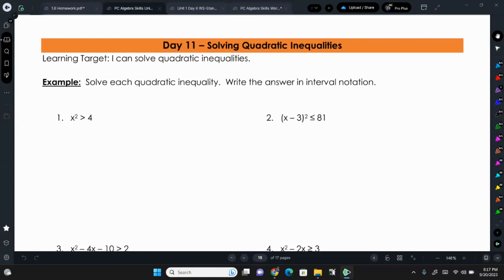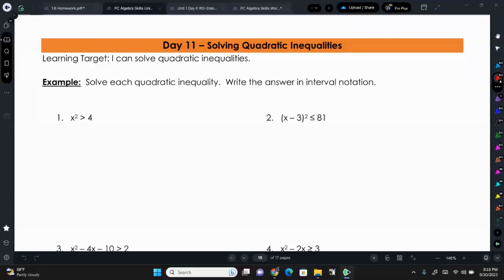Today we're going to be talking about quadratic inequalities. And we've already talked about the linear and absolute value ones, and now we're going to move on to quadratics. So when we talk about quadratic inequalities, what we're going to want to do is try our best to get the equations equal to 0 and see if we can factor them.